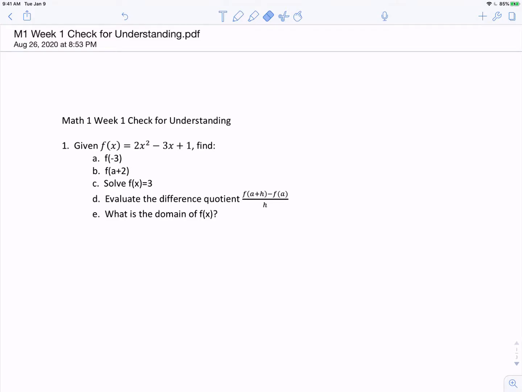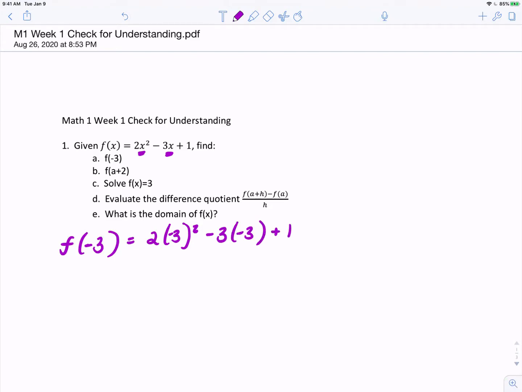Here are the solutions for the week 1 check for understanding. Given f of x equals 2x squared minus 3x plus 1, find... First, we'll find f of negative 3. So to find f of negative 3, let's get started. That means that everywhere we see an x, we're going to replace that with negative 3. So that would be 2 times negative 3 squared minus 3 times negative 3 plus 1.